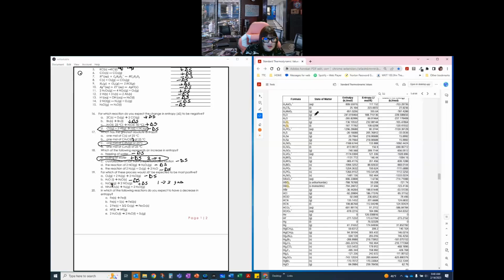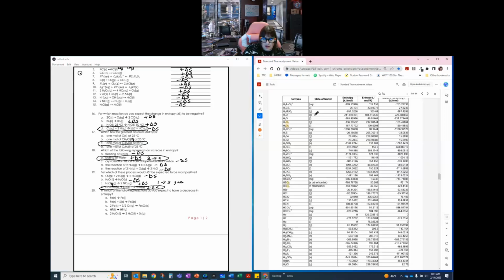NH4NO2 solid going to N2 plus 2H2 gas. So we've gone from 1 mole of solid to 3 moles of gas. I would expect this to be the most positive. Okay. So even though the one before it was also favorable, that's the one that I would expect to be the most favorable. Which of the following reactions do you expect to have a decrease in entropy?